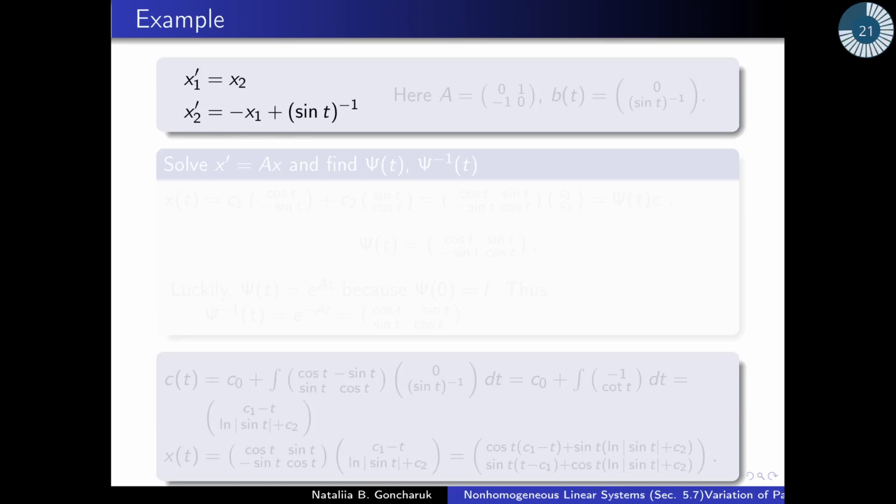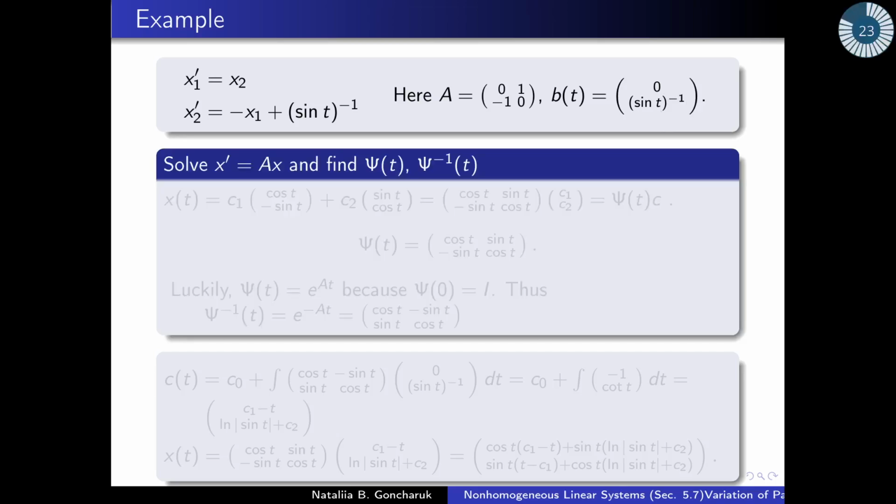Okay, so let's have an example of the variation of parameters method. I chose this linear system. This is 1 over sine here. This is the linear part, so the matrix of coefficients is 0, 1, minus 1, 0, and the non-homogeneous part is 0, 1 over sine.